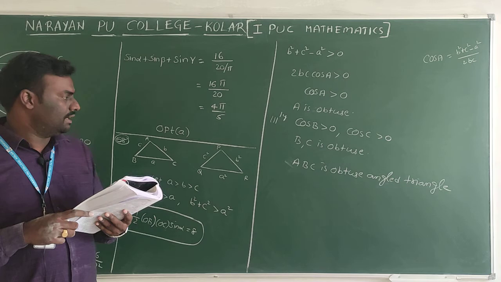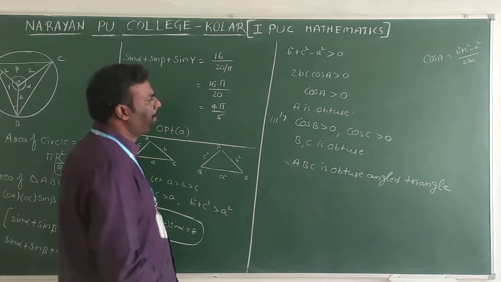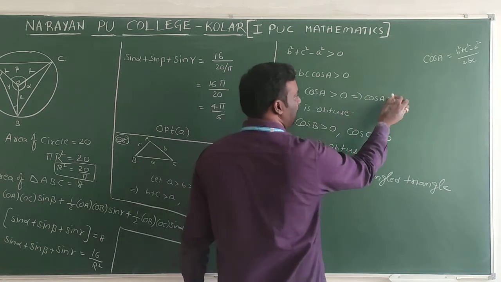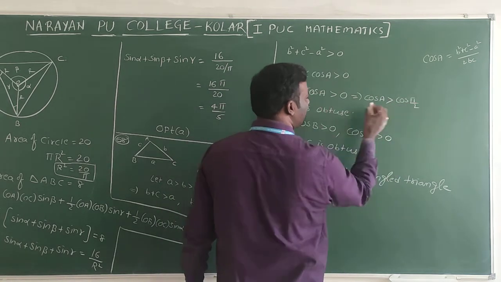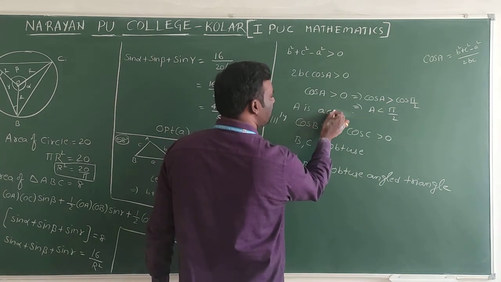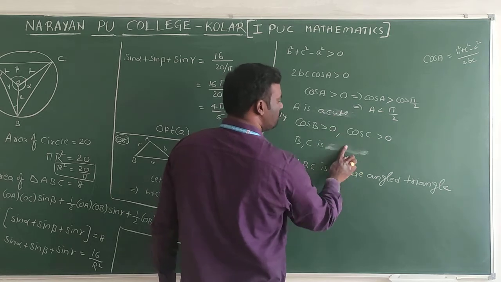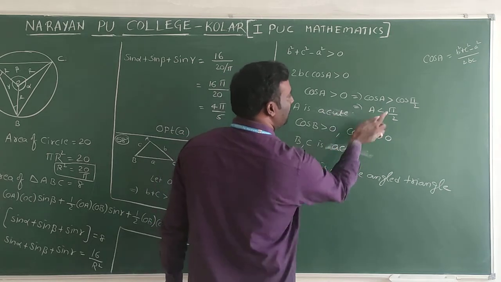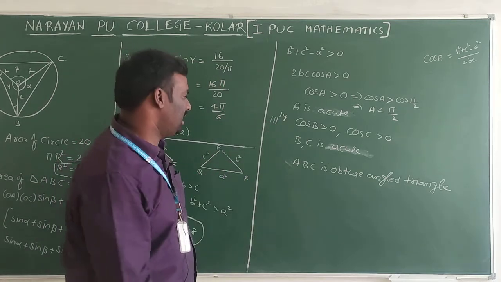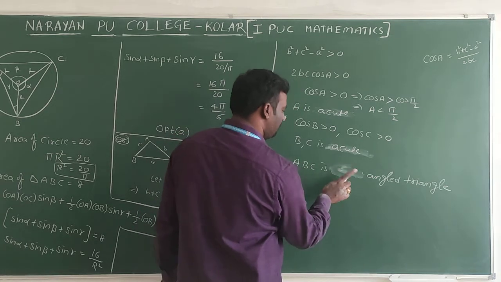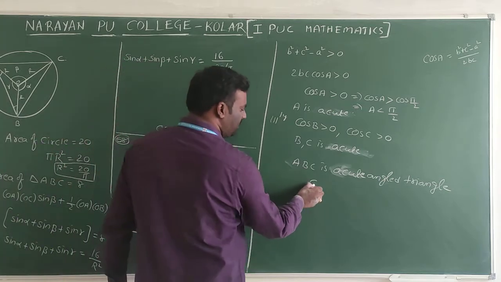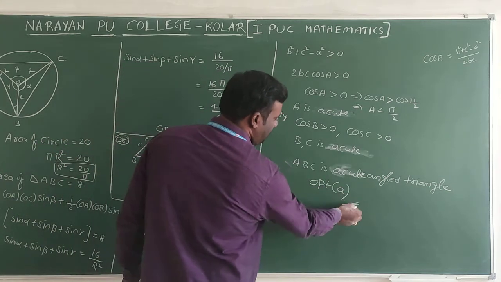So obtuse angle triangle means, one second, if you take cos A is greater than cos B, sorry, here A will be less than pi by 2. So this should be acute. So these are also acute because if you remove the cos, the inequality will change. Actually greater than is there, so less than. Below 90 means acute. So therefore the answer is ABC is an acute angle triangle. That is nothing but option A is the correct answer.